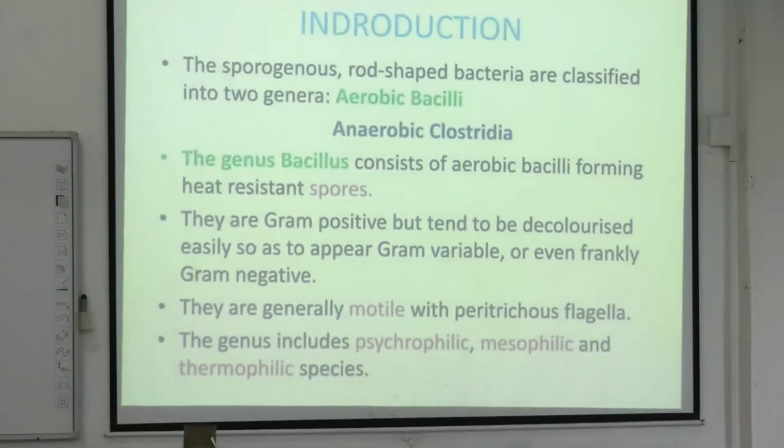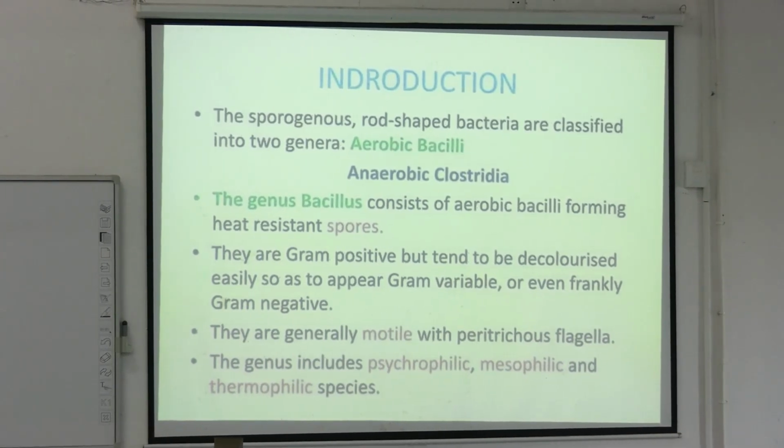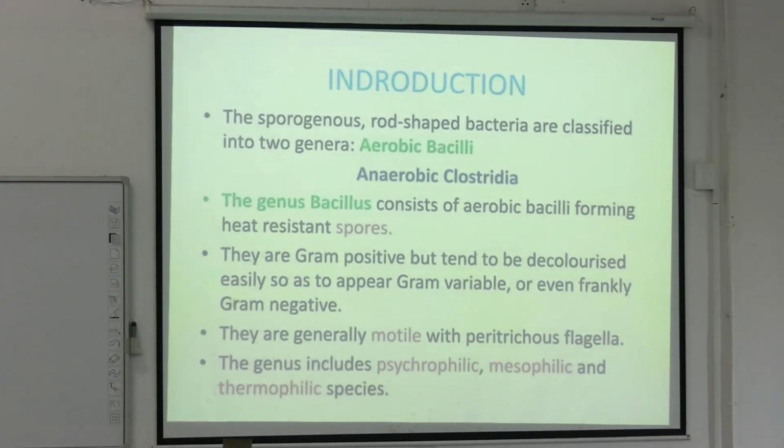Now, the slide. Sporogenous rod-shaped bacteria are classified into two genera: aerobic bacilli and anaerobic clostridia. We are dealing with aerobic bacilli. Anaerobic clostridia is a separate chapter. Genus Bacillus consists of aerobic bacilli forming heat-resistant spores. The spore is the importance of Bacillus anthracis: spore causes infection as it is heat resistant. It does not go even with heating, okay?